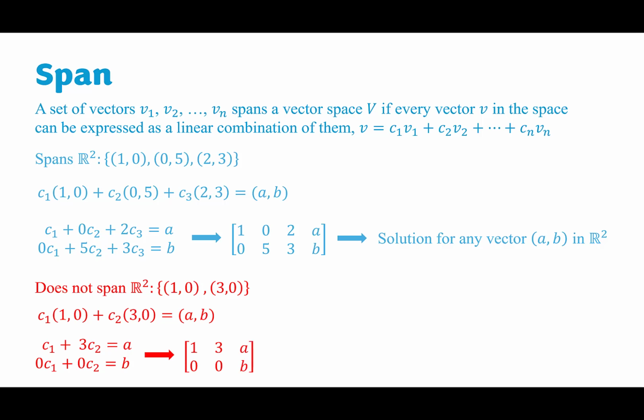Well, we write our augmented matrix. We really didn't have to in this case because you could have just seen it from your system of equations. But that second equation, or the second row in the augmented matrix, shows that there is a contradiction. So there's no solution for some A and B in R2. Right? In particular, whenever B is non-zero, then there's a contradiction in our system, which means there's no C1 and C2. Right? You can't scale and add up our two vectors in our set to give you that vector (A, B). So in the end, we can say the vectors (1, 0) and (3, 0) do not span the vector space R2.